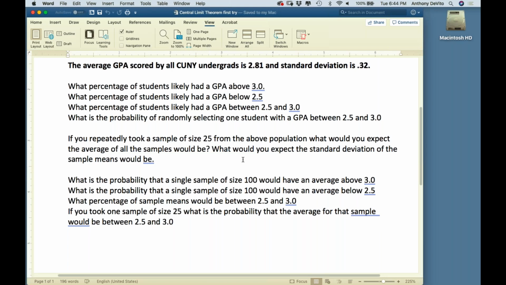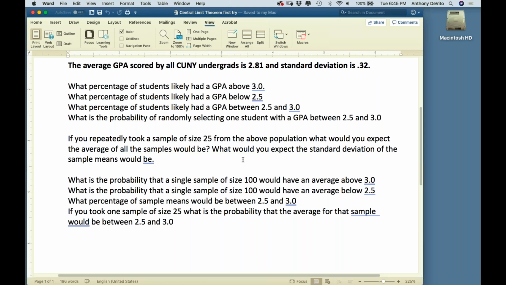So at any rate, the grade point average for all of these students is 2.81, the average for the entire population. And the standard deviation, the variability of these grade point averages, is 0.32 grade points. Okay, so if I were to ask you what percentage of students are likely to have, within this population, a grade point average above 3.0, how would we figure that out?